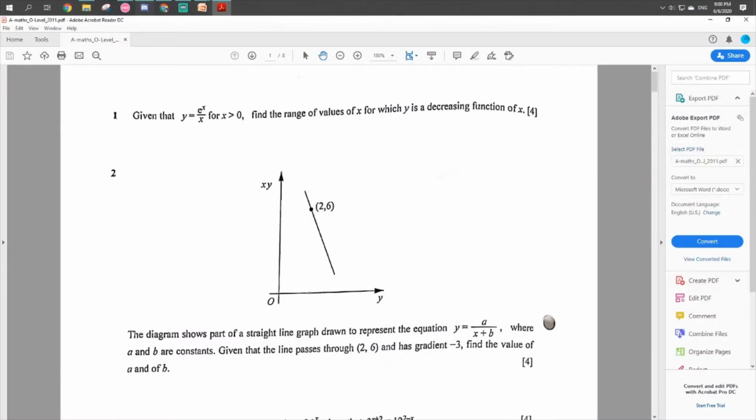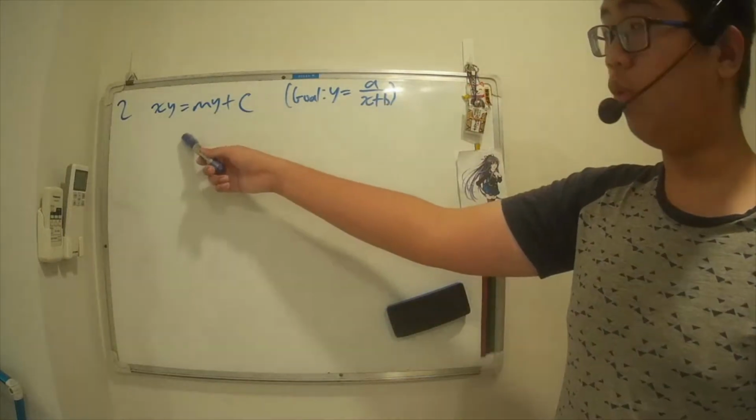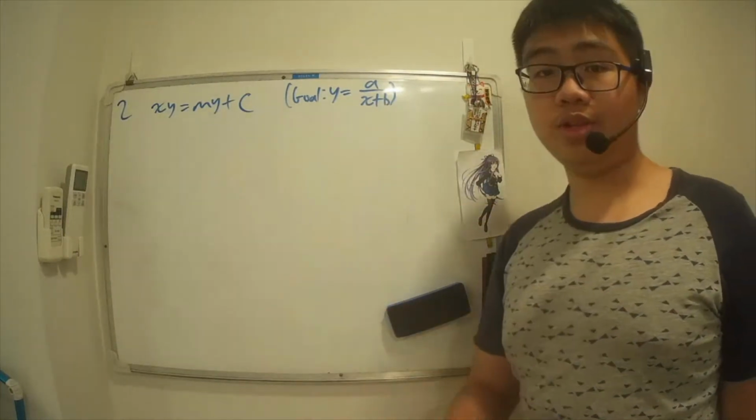Question 2. The diagram shows part of a straight line graph drawn to represent the equation y equals a over x plus b, where a and b are constants. Given that the line passes through (2, 6) and has gradient -3, find the value of a and of b. So we can see on this graph that xy is being plotted against y, meaning that we start off with this equation, xy equals my plus c. We need to find m and c.